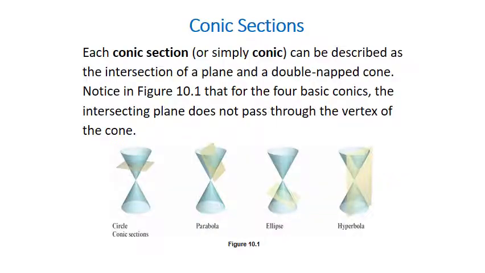Basically, as you've probably learned in one of your algebra classes or a trig or a pre-calculus class, there are 4 conic sections. There's a circle, parabola, ellipse, and a hyperbola. And each of those is created by intersecting a plane with a cone. And you can see those illustrations below.